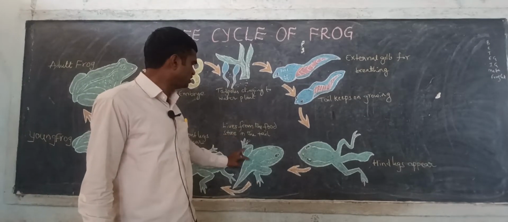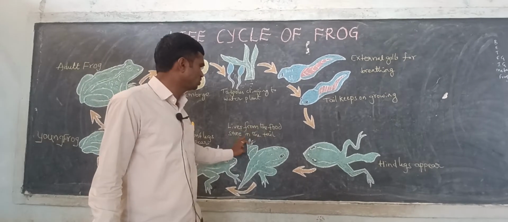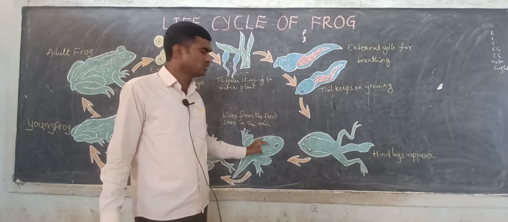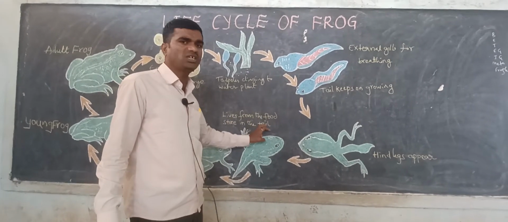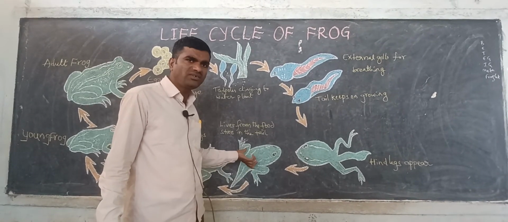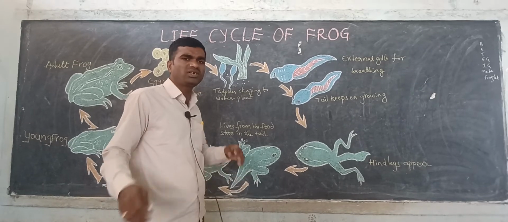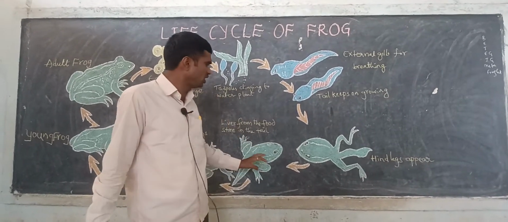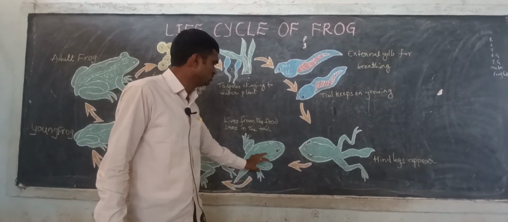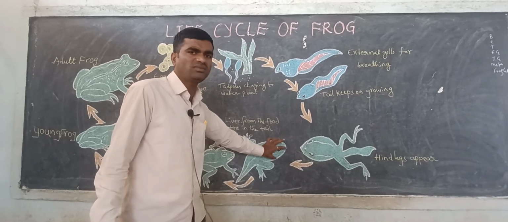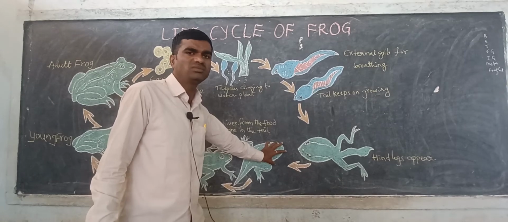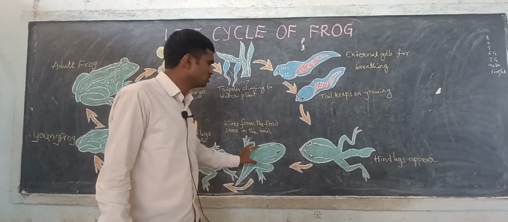Next one: lives from the food stored in the tail. Whenever it takes in food material, it lives from the food stored in the tail. The tail is somewhat reducing day by day as the hind limbs are forming. A pair of eyes, and a small frog-like structure is forming, but the forelimbs are not appearing still. So where does it live?